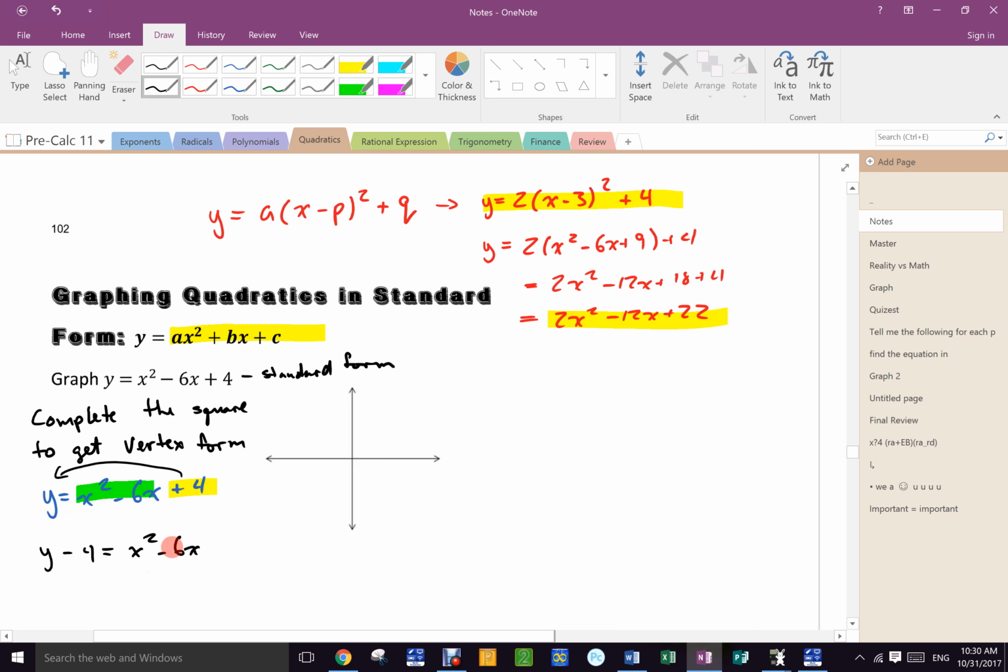And what do? Half of 6, which is, and then do what with it? Square it to get positive 9. Now I factor this side, yes? Yes! I just added 9 here. Is this equal anymore? So what do I got to add over here? Plus 9. So now I have y what? Plus 5 equals x minus 3 squared. Am I very close to vertex form?